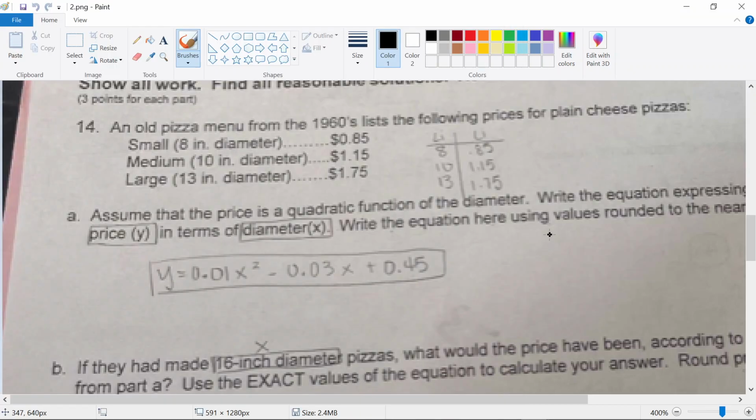Here's a question about pizzas. I call them pizzas, not pizzas. An old pizza menu from the 1960s lists the following prices for plain cheese pizzas.